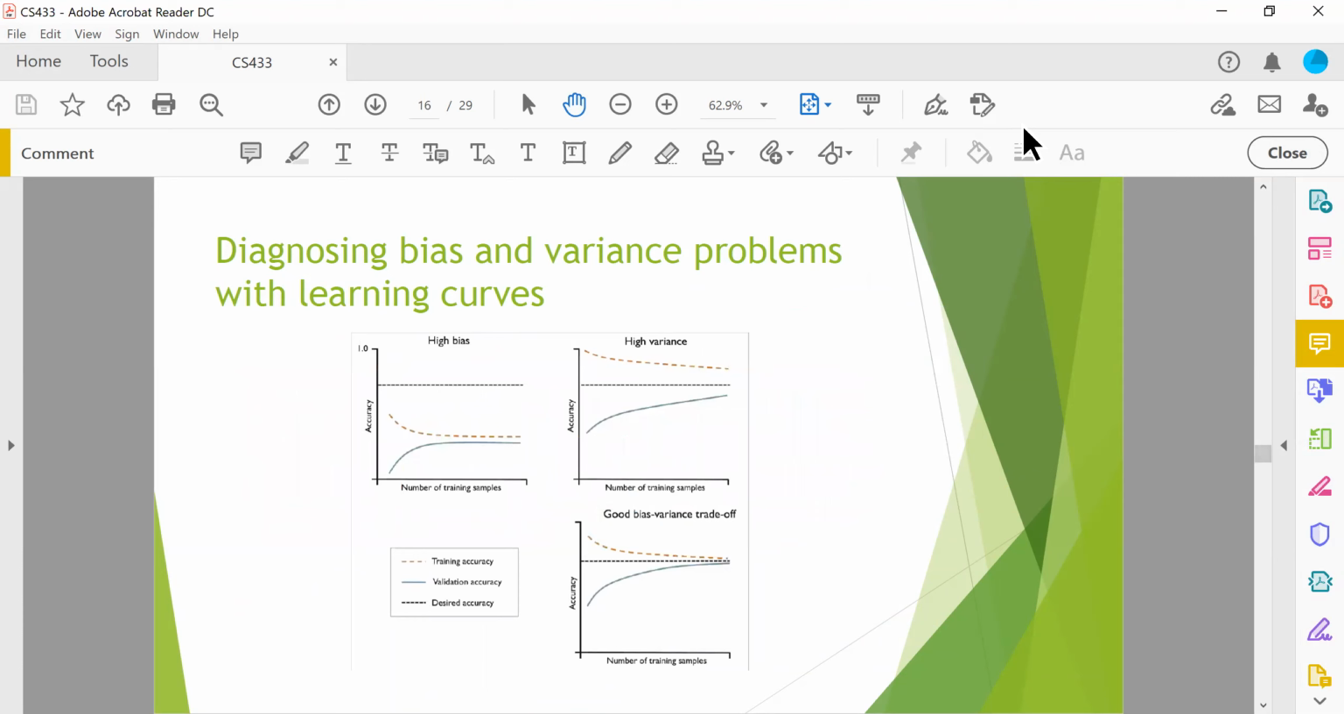Okay, so let's see the diagnosis of bias and variance problems with the learning curve. Basically, we try to solve the issues of overfit and underfit. Higher bias or higher variance can cause underfit or overfit.